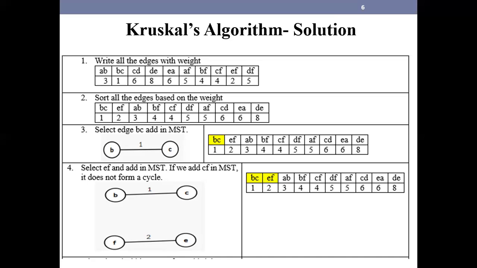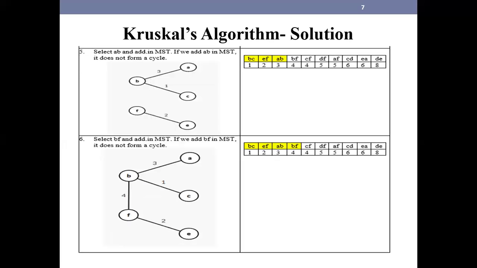Now, choose the first one, BC, and add it in the spanning tree. Next, choose the next edge, EF. When we add EF, it should not form a cycle. So when we add EF, there is no cycle in the spanning tree. And third one, choose the edge AB. If we add AB in the spanning tree, B is already there, so we can just add A. The AB cost is 3. If we are adding A, B does not form a cycle.